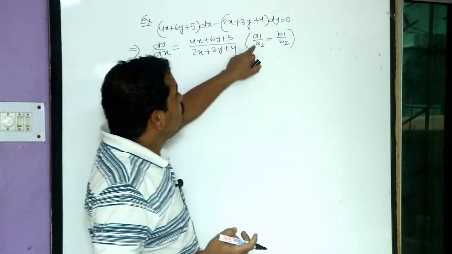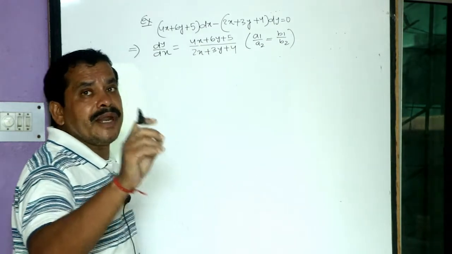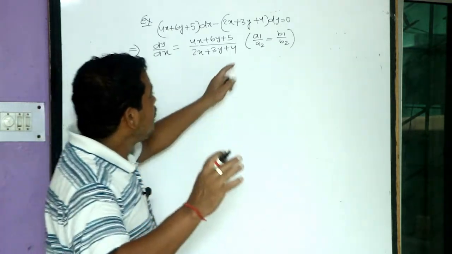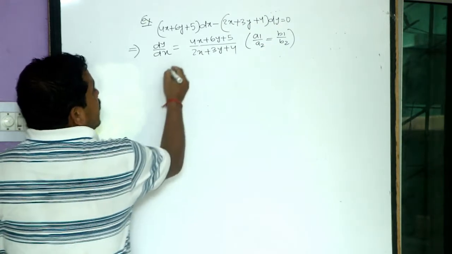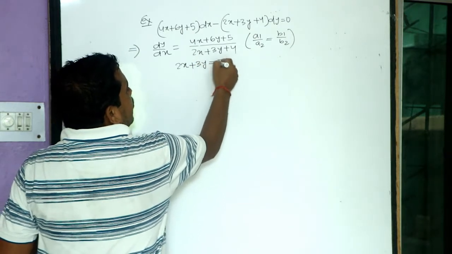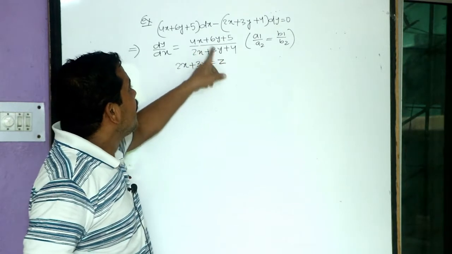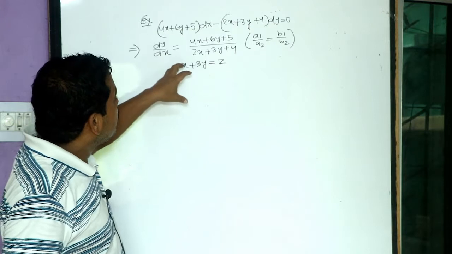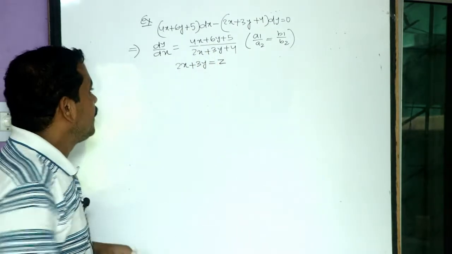If a1 by a2 is not equal to b1 by b2, then you take small x as capital X plus h and small y as capital Y plus k. But this is a case where a1 by a2 is equal to b1 by b2. In this case, you take 2x plus 3y as z, because then the numerator becomes 2z. So simply you take the lowest expression, 2x plus 3y, as z.